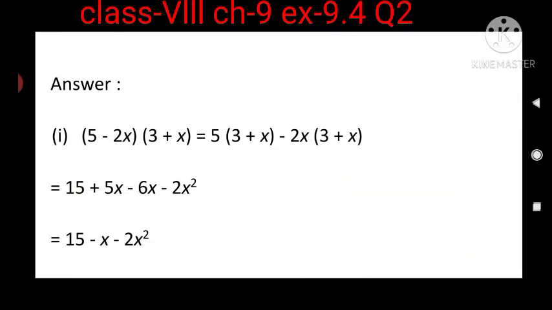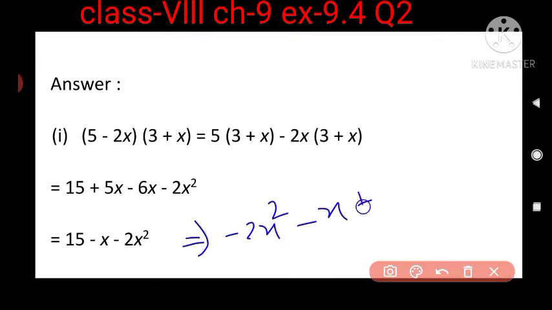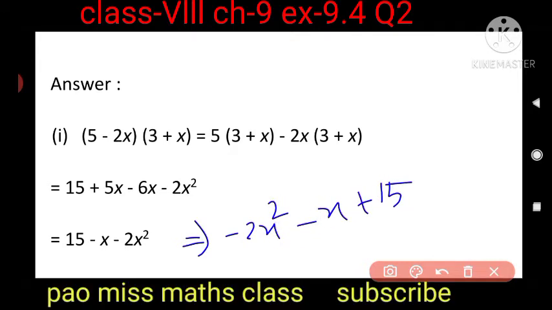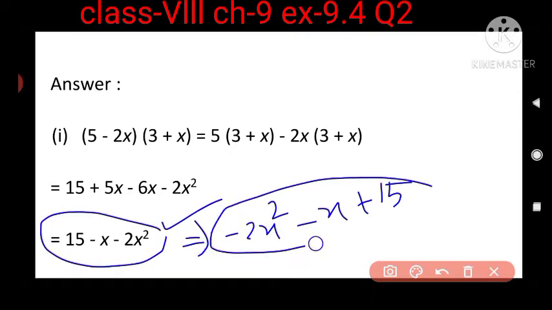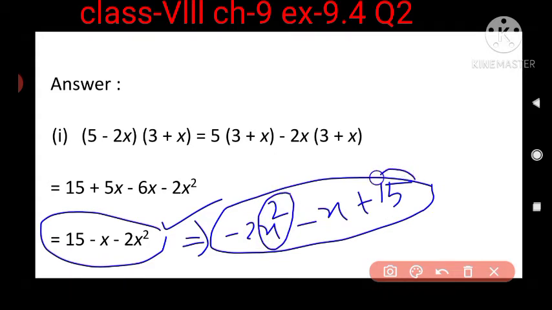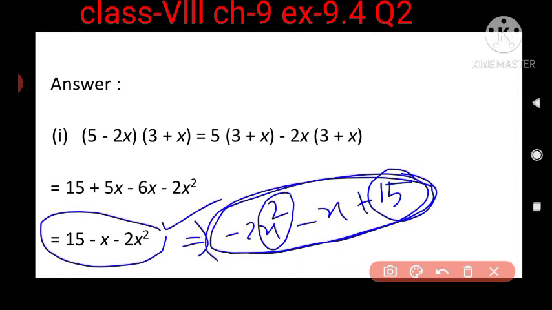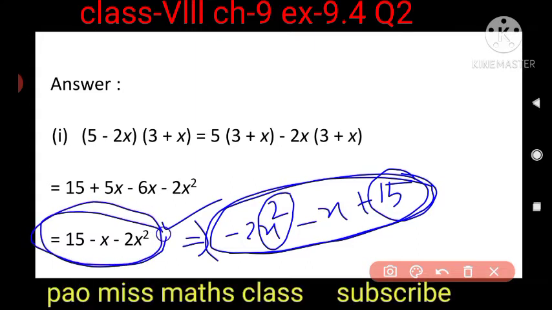Now we can arrange this. First we can write minus 2x square, minus x plus 15. If you keep it in this way, then also your answer is right, or you can arrange it in the proper way, because we write the variable having the highest power first. Constants we used to write last. This is the standard form to write an expression, but if you keep it this way, then also your answer will be right.